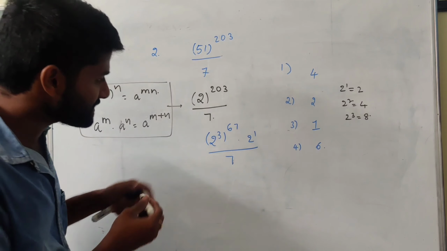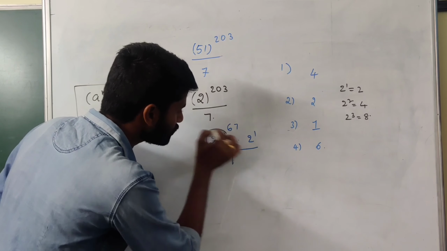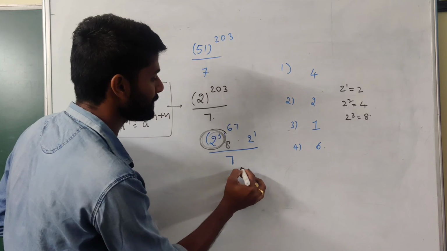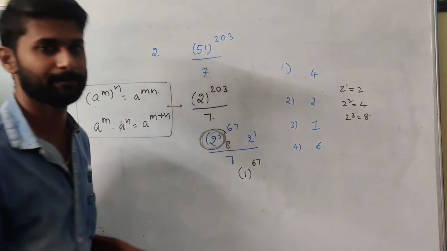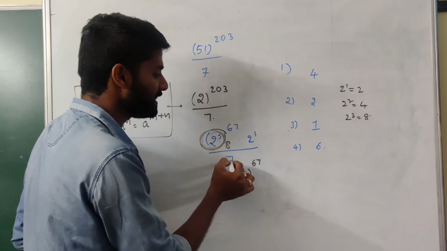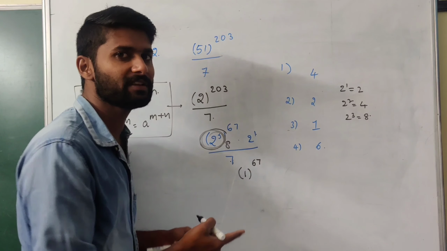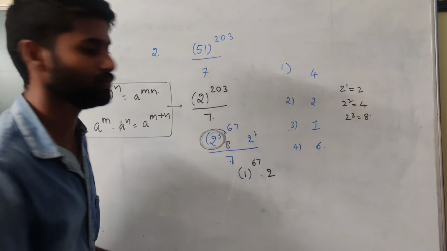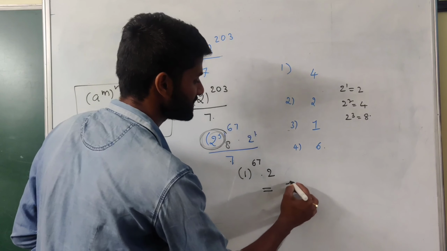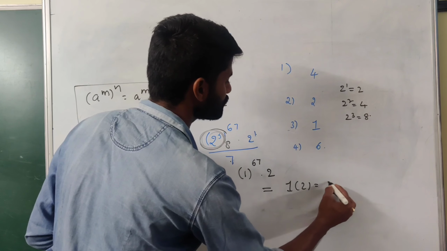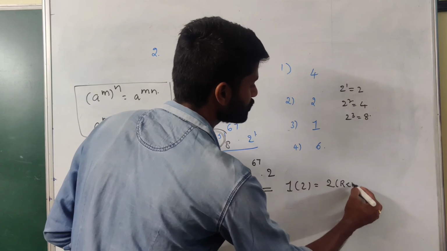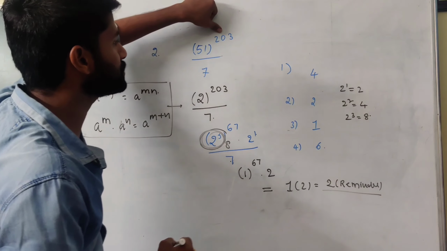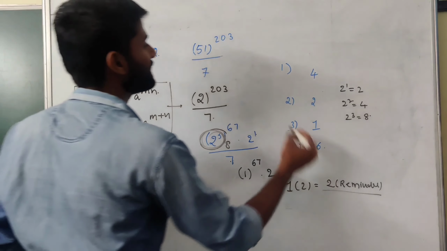Then focus on this calculation. We know that 2 cubed value becomes 8. So 8 by 7, we are left with a remainder 1^67. Again, 2^1 divisible by 7, which means 2 by 7, so the final remainder is equal to 2. The final value of the calculation is 1 into 2, so we get the remainder is 2 only. Here the question 51^203 divisible by 7, we get remainder 2.